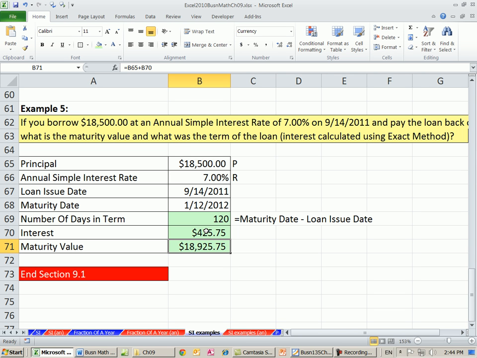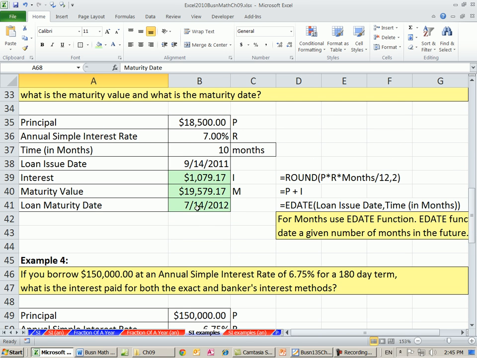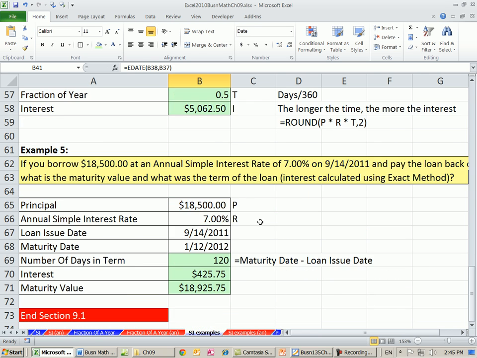All right, that's a lot about simple interest. There were 5 examples of how to do simple interest calculations, including calculating the number of days for the term given an issue and maturity date. And we also saw how to use this new EDATE function when we're given months. And we can just say how many days in the future.